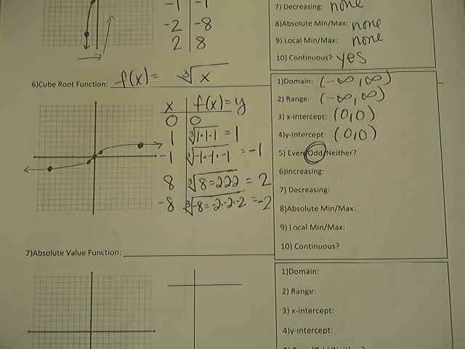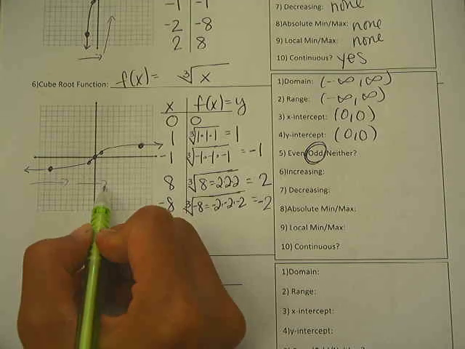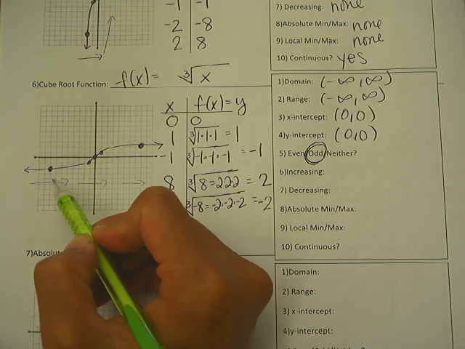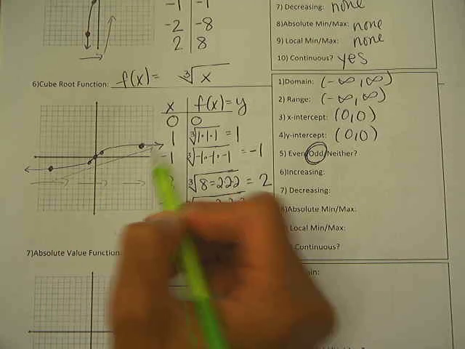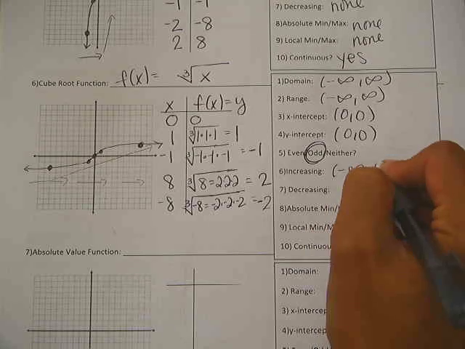Is it increasing at all, anywhere? It's increasing the entire way, right? So if you look at it, the further I go to the right, okay, y is going up. It starts low and it goes up. Starts low and it goes up. So that's how we know it's increasing. So it's increasing from negative infinity to infinity.